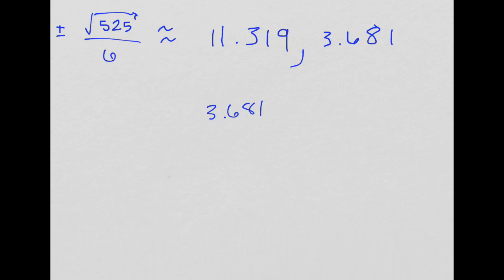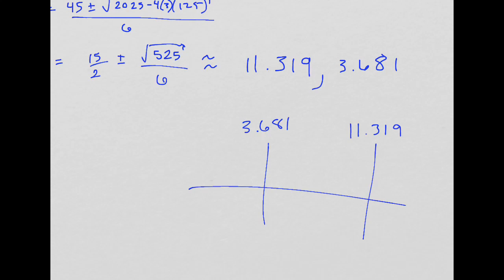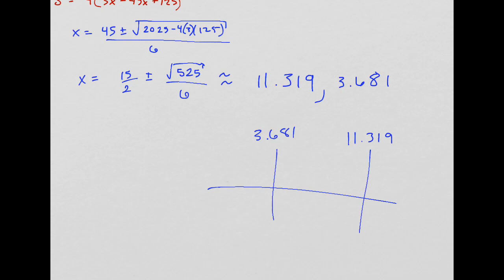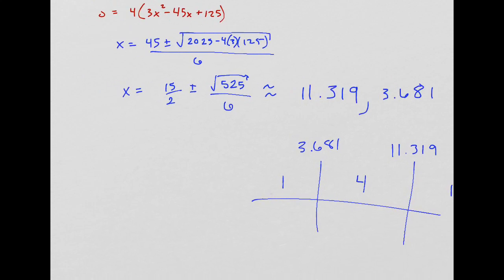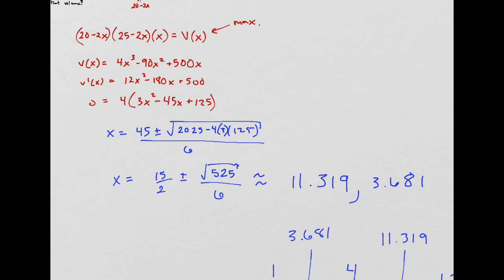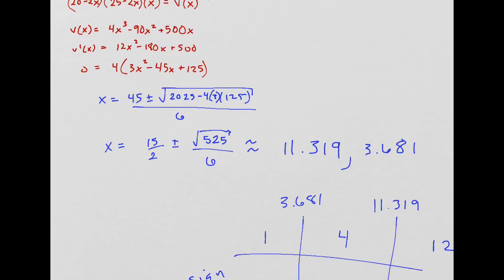3.681 and 11.319. Those are my critical values because that's where the function's derivative equals 0. So my test points, I'll say 1 and 4 and 12. And then let's see the sign of V prime. So I'll plug it into this. What do I get? I plug in 1, what do I get?